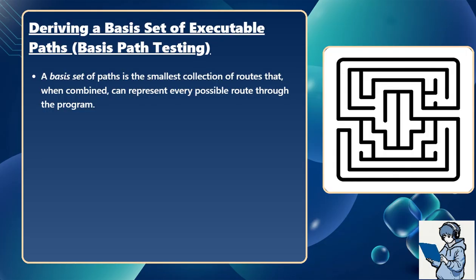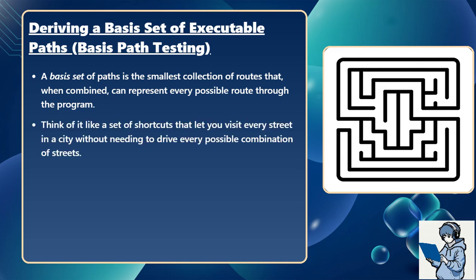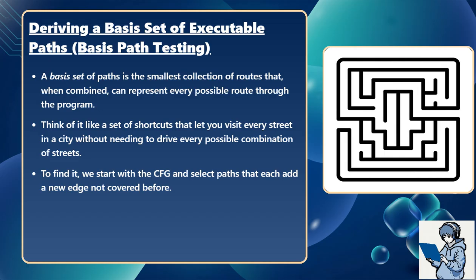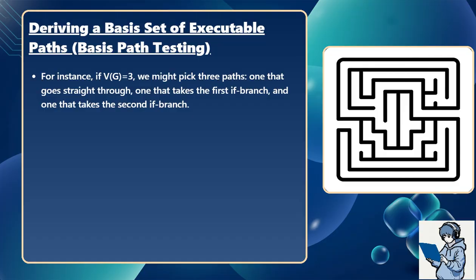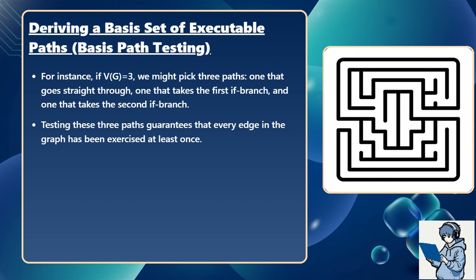A basis set of paths is the smallest collection of routes that, when combined, can represent every possible route through the program. Think of it like a set of shortcuts that let you visit every street in a city without needing to drive every possible combination of streets. To find it, we start with the CFG and select paths that each add a new edge not covered before. The number of paths in the basis set equals the cyclomatic complexity V(G). For instance, if V(G) equals 3, we might pick 3 paths: one that goes straight through, one that takes the first if branch, and one that takes the second if branch. Testing these 3 paths guarantees that every edge in the graph has been exercised at least once.